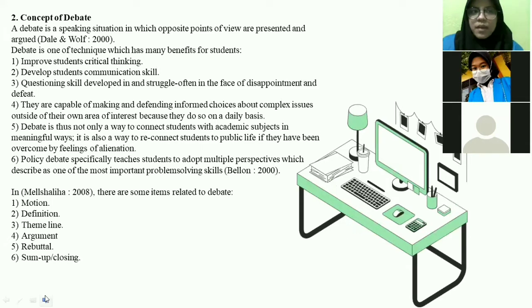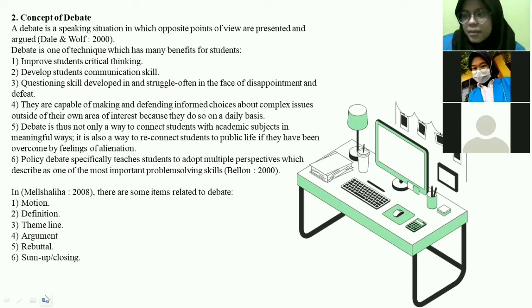Number 2, concept of debate. A debate is a speaking situation in which opposite points of view are present and agreed. Debate is one technique which has many benefits for students. First, it improves students' critical thinking. In debating, every student is required to analyze a problem critically. And second, it develops students' communication skills.